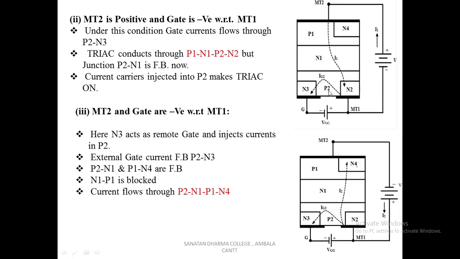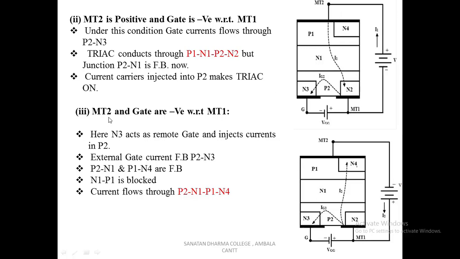What is the difference from the previous case? In this case, P2 and N1 is also forward biased. So current carriers injected into P2 make the Triac on. Let us see the third case. The direction is the same as earlier.